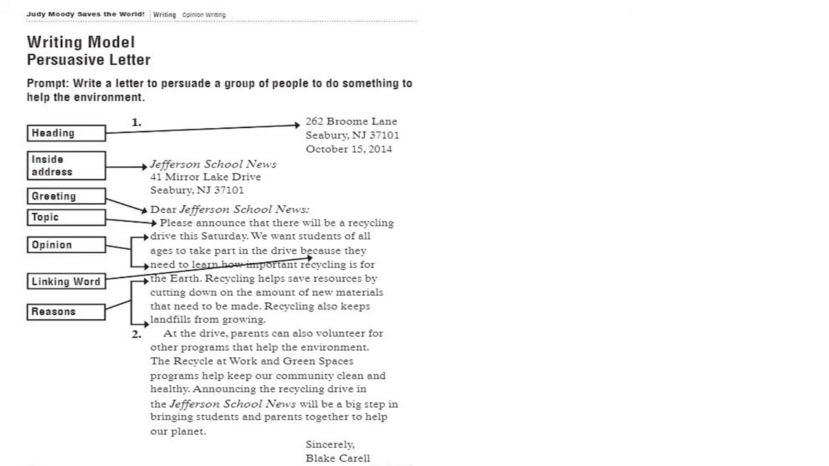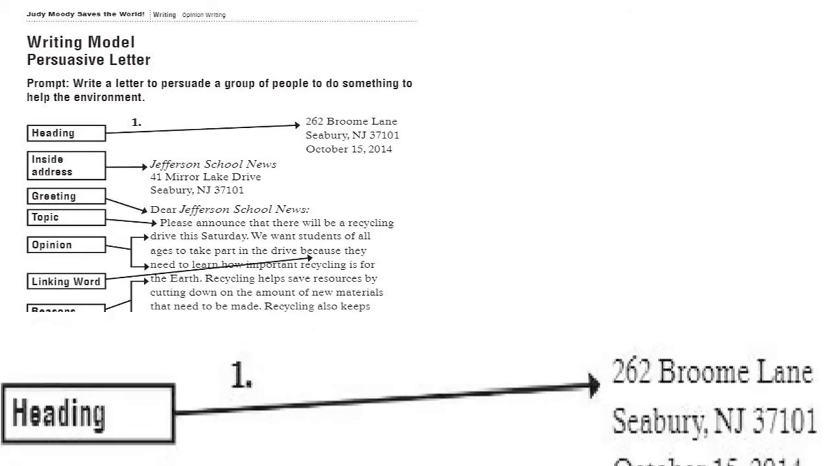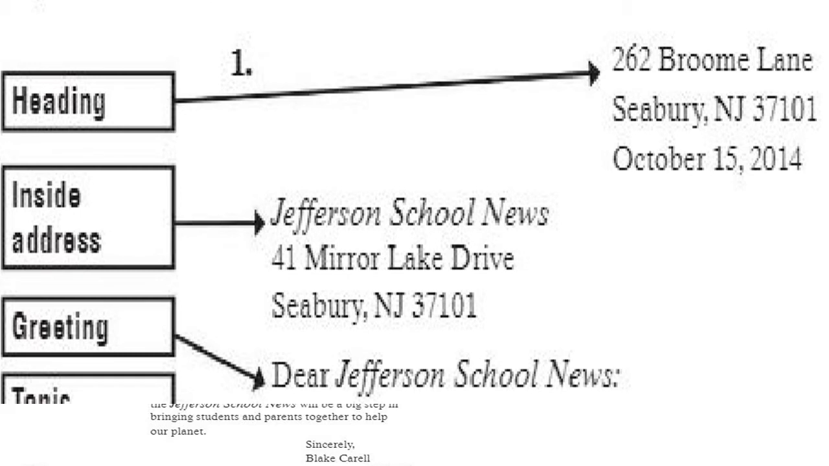So let's have a closer view at the first 3 things that I want you to note that are very important. So you start with the heading. Heading is where you put the date and your address. You're the author, so the author's address. Okay. Next comes the inside address, which is the address of the person you're writing to. This is especially true, and it's added in business letters.